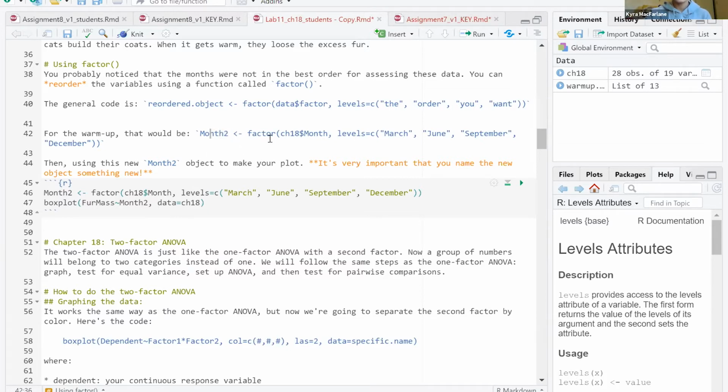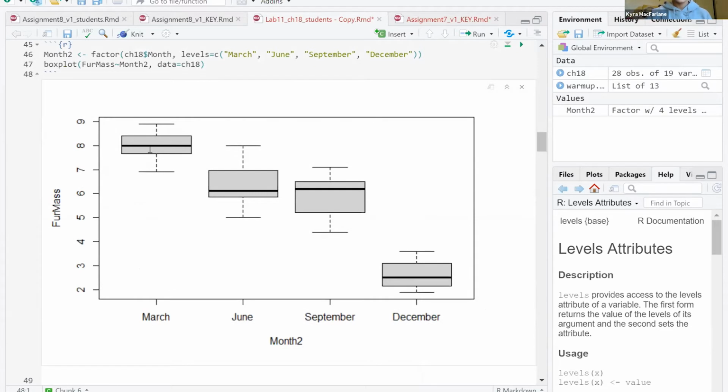So I just did month 2, factor, chapter 18, $month, levels, and then I put them in the order that I want them in. So March, June, September, December. Then you use this new object and you make your box plot using that. So month 2, factor, levels, combining in March, June, September, December. If we create that, we now have a month 2 object. And when we make our box plot using our month 2 object, we get a box plot with our month in the order that we wanted it in.